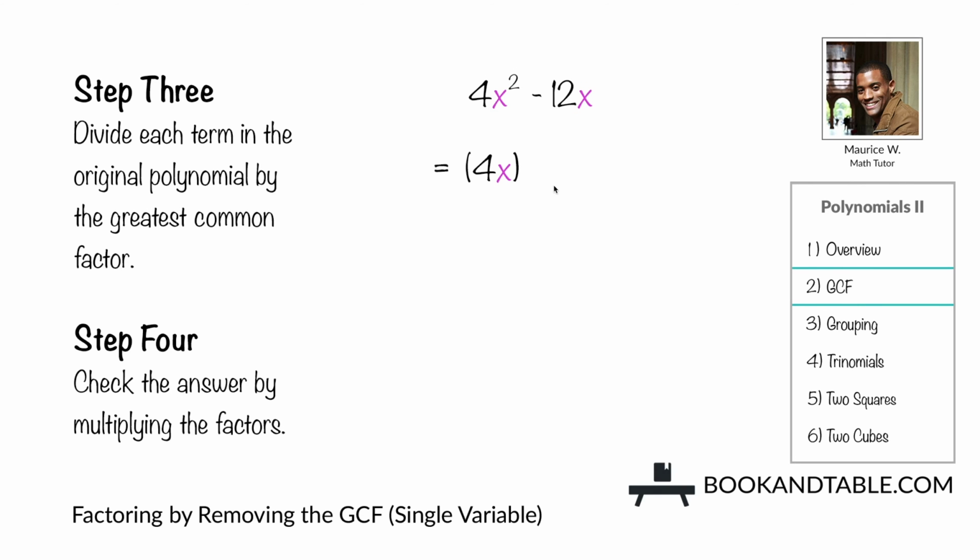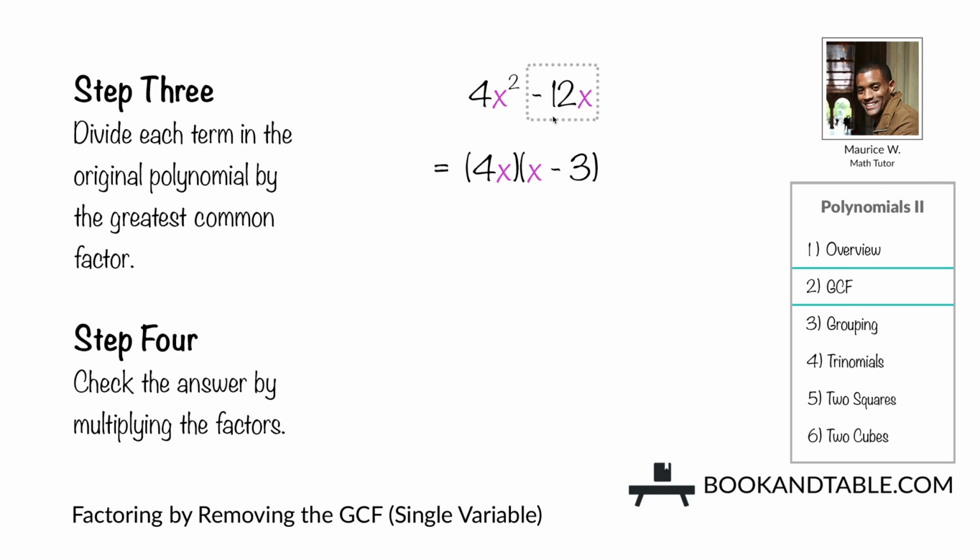So the greatest common factor between these two terms is 4x. And now to figure out the second factor, you want to divide each term in the original polynomial by the greatest common factor, 4x. And when you do so, 4x squared divided by 4x would give you x. 4 divided by 4 is 1. X squared divided by x is equal to x. 1 times x is just x.